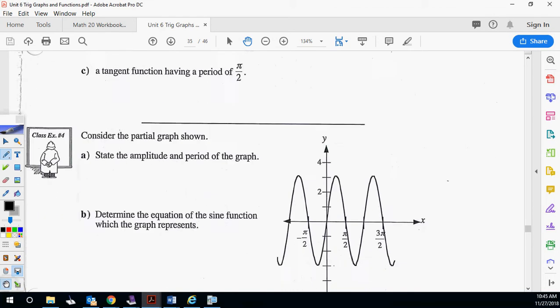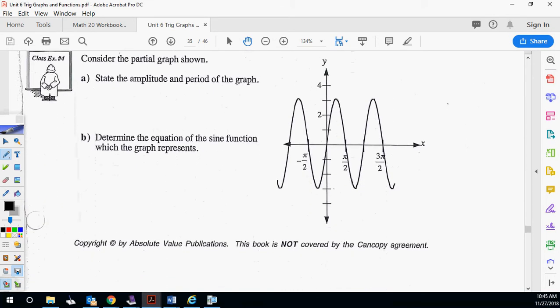Okay, got 2 more. Let's take a 1-minute break here, and then we'll get to do the next one.